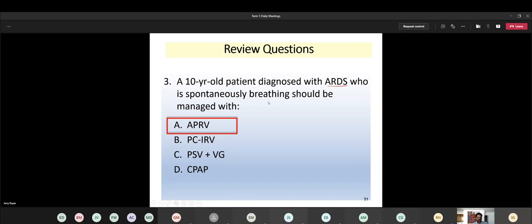B would have worked except for the fact that we really don't do inverse ratio with pressure control anymore, because we have a better means of doing it, which is APRV, and that's safer. PCIRV is not that. It's very prone to barotrauma, I guess is what I should say.